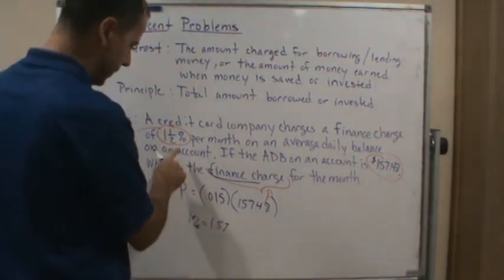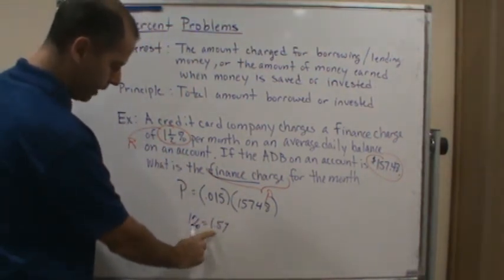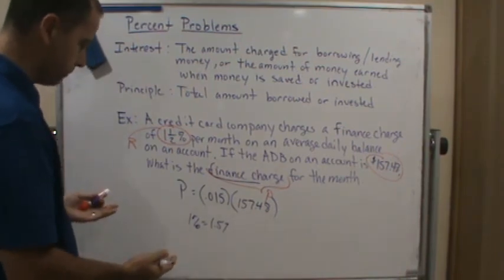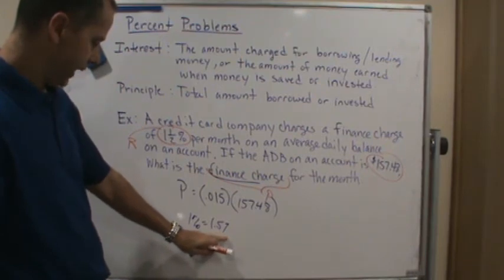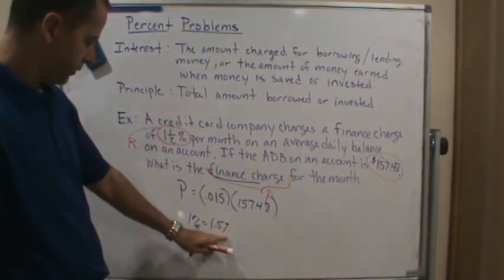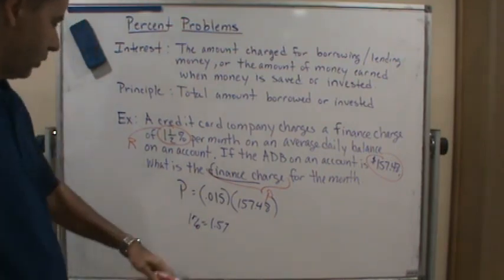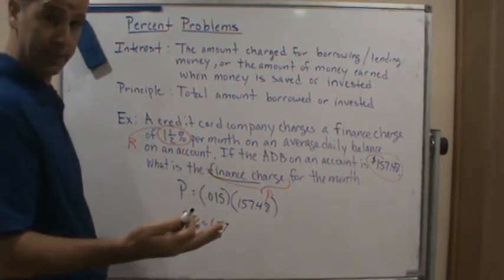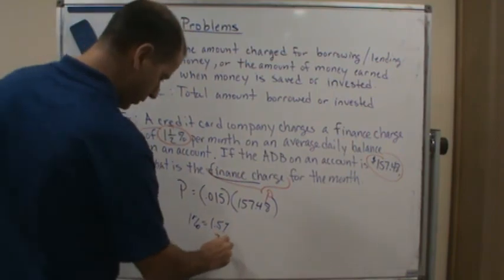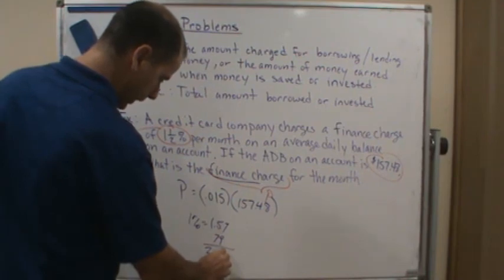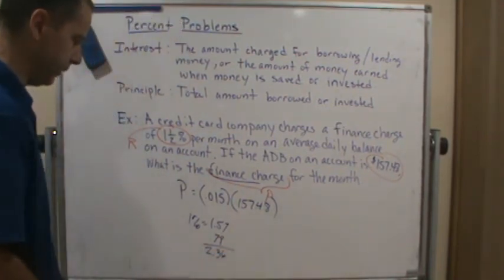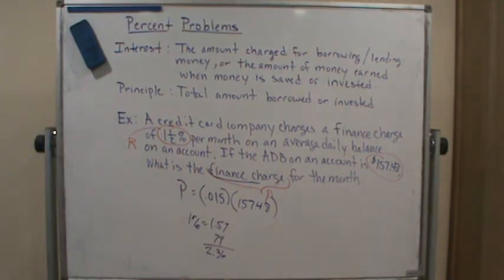Then take half of this, because we're taking half of a percent. Half of $1.57 is about 79 cents, so we would add 79. So this is going to be approximately $2.36. But again, put it in your calculator and you'll get the same thing.